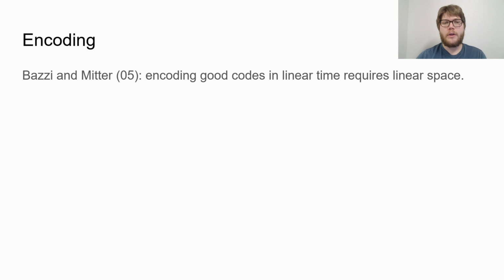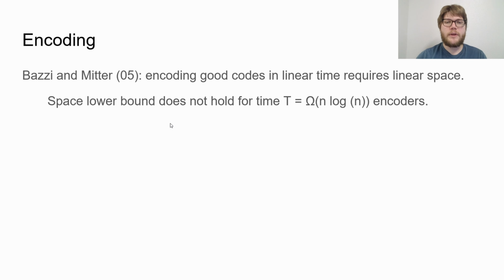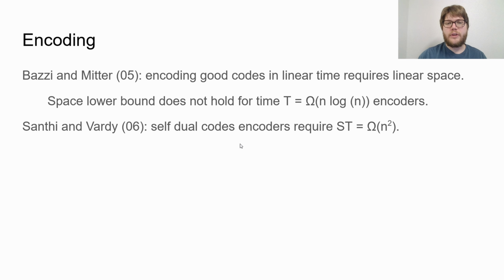Now we're going to review prior work on time and space efficiency of error correcting codes. In 2005, Bazzi and Mitter showed that for any good code, any encoder for that code that runs in linear time must also use linear space. But their time-space lower bound doesn't really give anything for the space once you allow quasi-linear time. Santhi and Vardy showed that encoders for self-dual codes require time and space such that the space times the time is at least n squared.